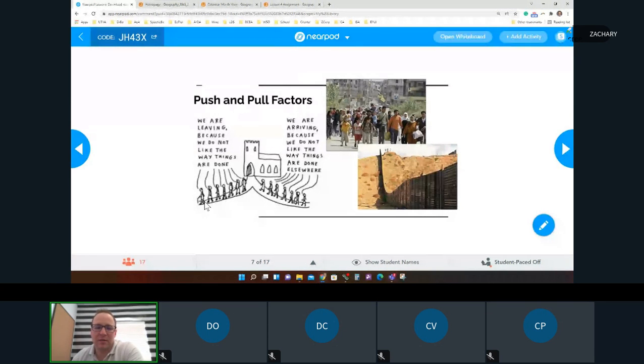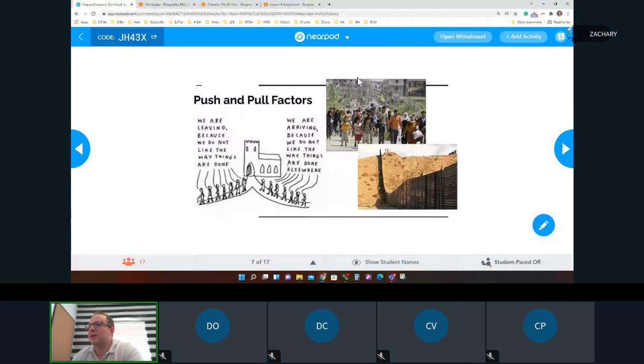It could be politics, it could be war, it could be the way the government is run, it could be lack of jobs, it could be the culture doesn't represent your values. All sorts of things could make you leave an area. Okay. And then the people coming in there, it's like, we are arriving because we do not like the way things are done elsewhere. And so they're coming from somewhere else into certain areas.